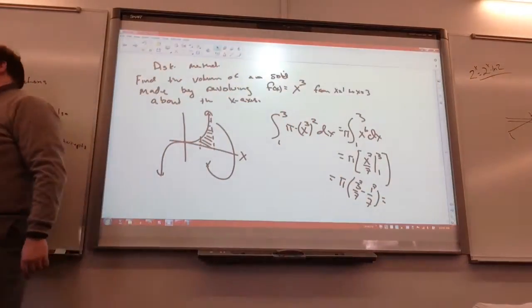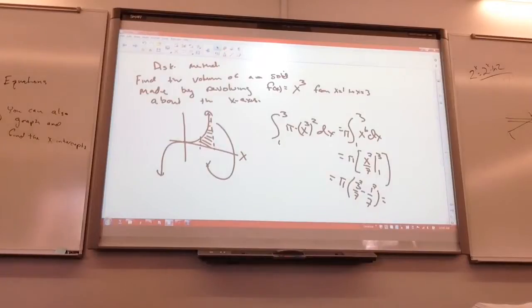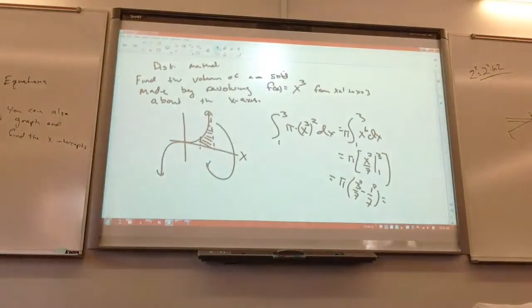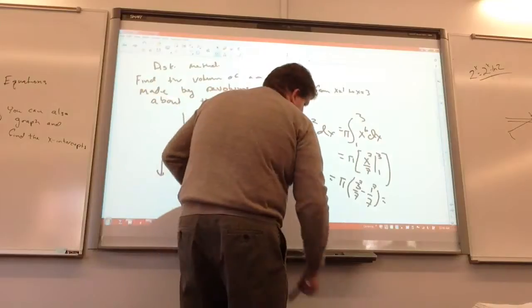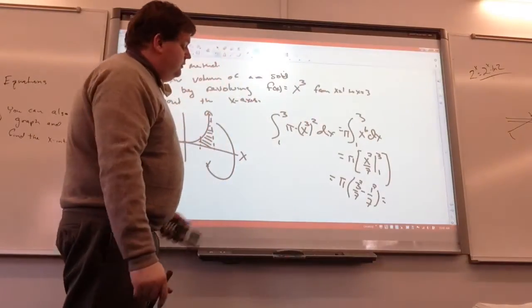3 to the 7th is not 5. Does anybody have a calculator? Here's one of my calculators. Oh, 2187. Okay. So this is 2187 over 7 minus 1/7.